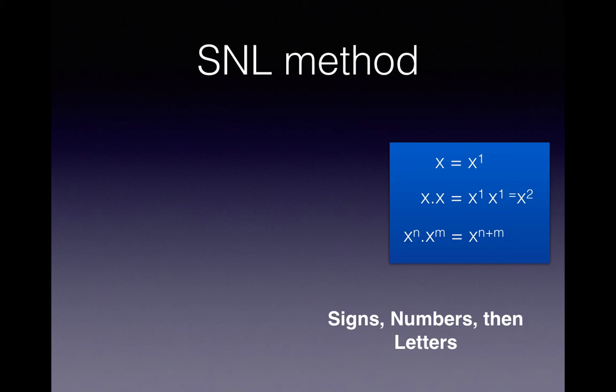We're going to do signs, numbers, then letters. So multiply the two of those. Signs by signs, plus by plus is plus. Numbers, 2 by 3 is 6, and x by x is x squared. So my first answer, plus 6x squared. Second question. Start with the signs. Minus by plus is a minus. Numbers, 2 by 4 is 8. x by x is x squared, minus 8x squared.